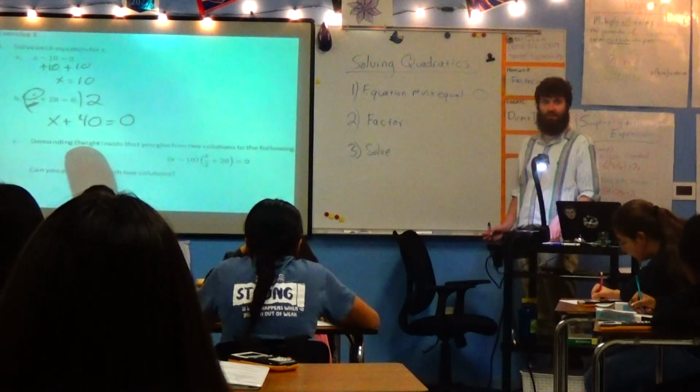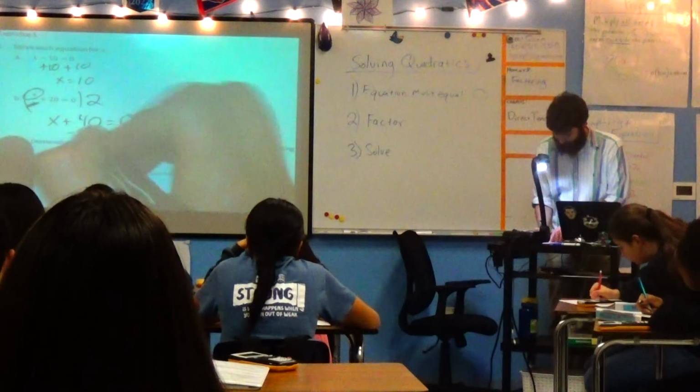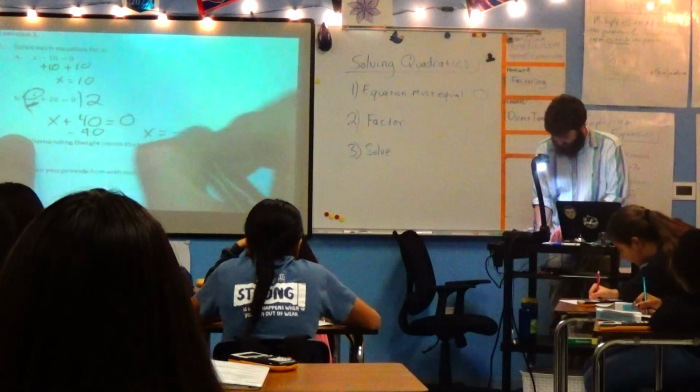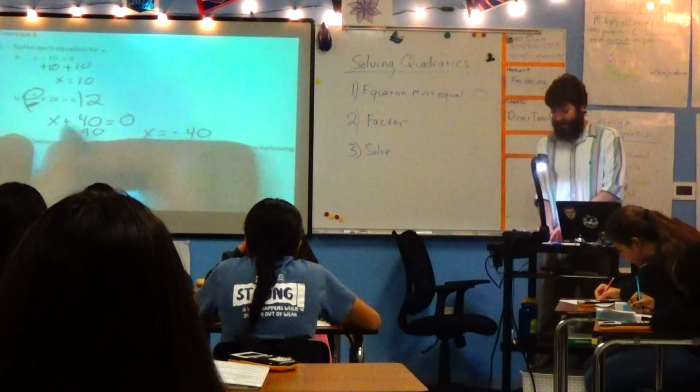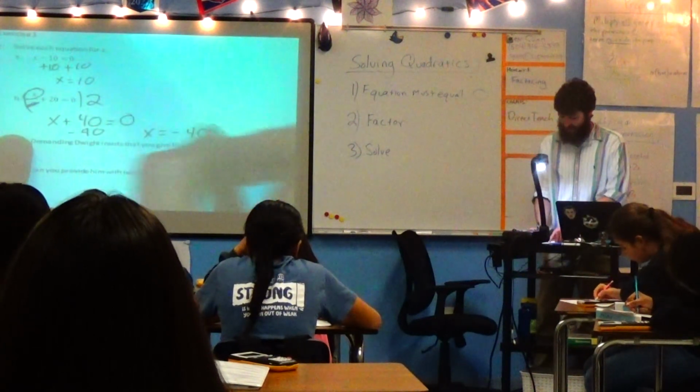Then how do we solve it? Great. So then we get x equals negative 40. But why did you subtract 40? Because we were adding it, and the opposite of adding is subtracting.